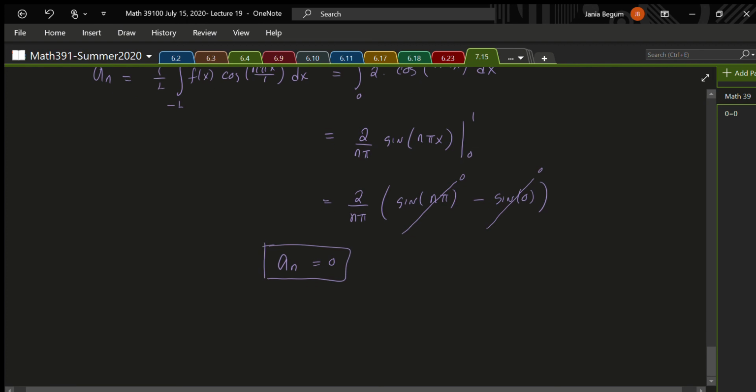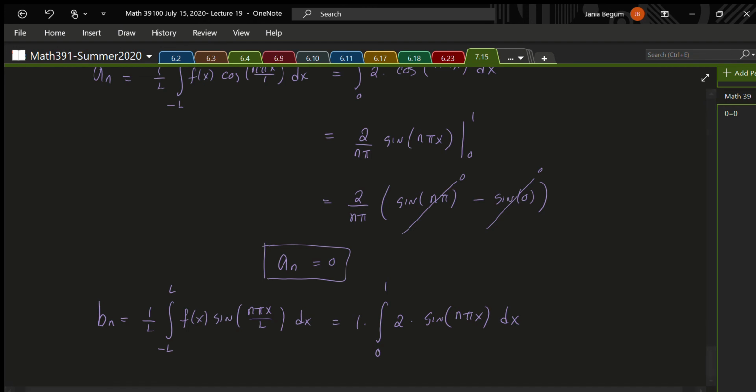Let's go for Bn. Bn is given by the formula 1 over L integral from negative L to L f of x sine of n pi x over L, L is 1, and dx. So 1 over L, L is 1. So we have 1 times the integral 0 to 1. F of x is 2 times sine of n pi x because L is 1. Now we integrate sine of n pi x over L. Again, n and pi, they're just integers, real numbers.